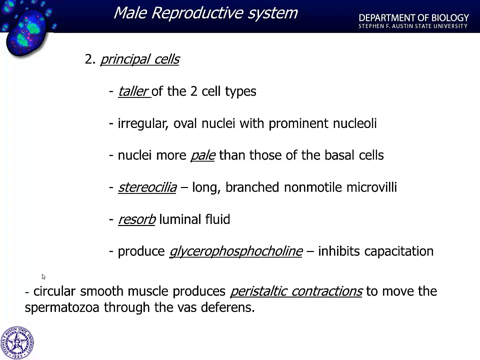Capacitation is almost like the countdown clock. Once you start capacitation, the spermatozoa are only going to have a defined period of time to function before they are then rendered immobile and unable to fertilize. So you want to delay that as long as possible until you get into the female reproductive tract.